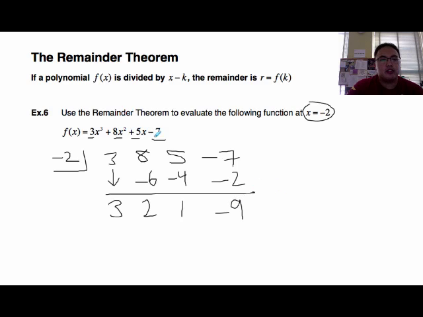So all the remainder theorem says is that if you do synthetic division with a number, the last number that you get is the remainder. So it's a lame theorem, and again, I can't believe somebody got credit for this. But if you put in a number and you evaluate it, the last number you get is the remainder. So the remainder of 3x to the third plus 8x squared plus 5x minus 7 divided by x plus 2, I'll get negative 9.